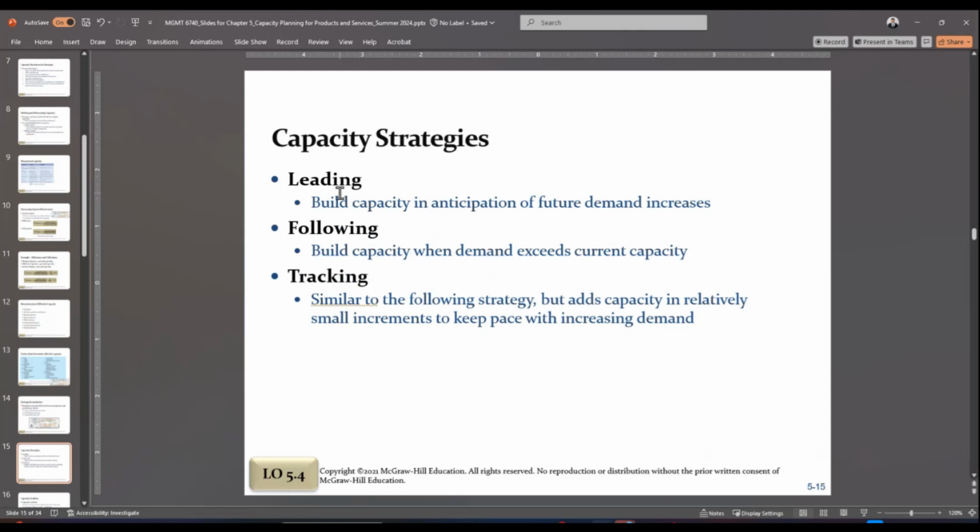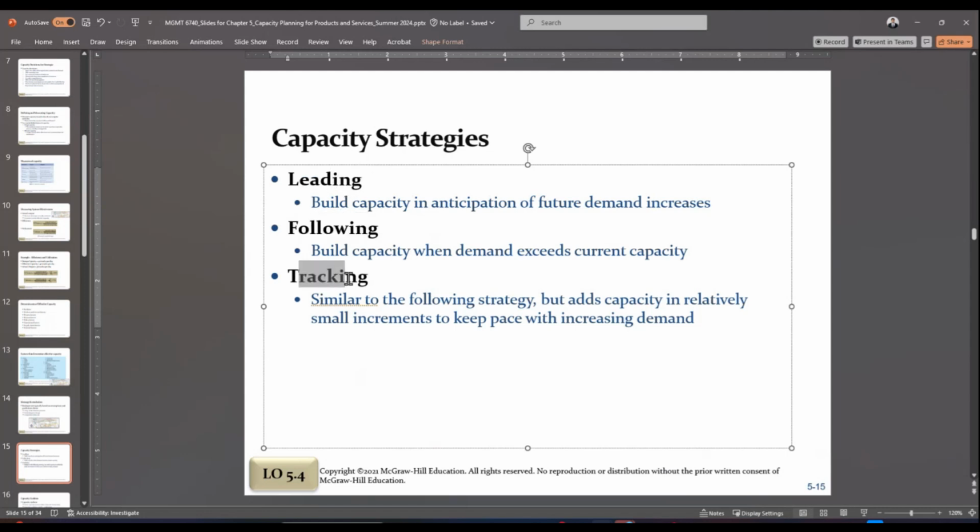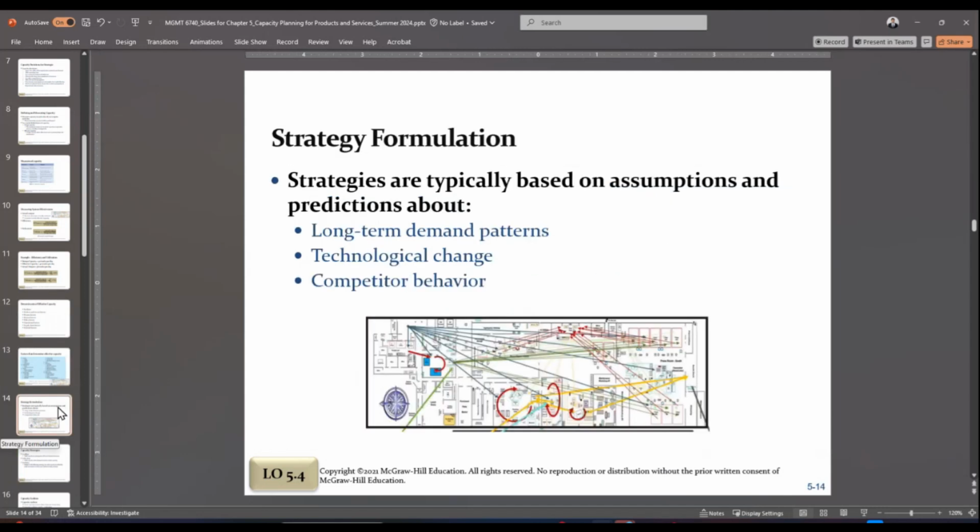Capacity strategies: three very important ones are leading, following, and tracking. There is also a simplified way to look at it, which I'll talk about shortly. Leading is being proactive. This one is less proactive. And tracking is also proactive, but in smaller steps, baby steps. Leading is identifying a long-term need.